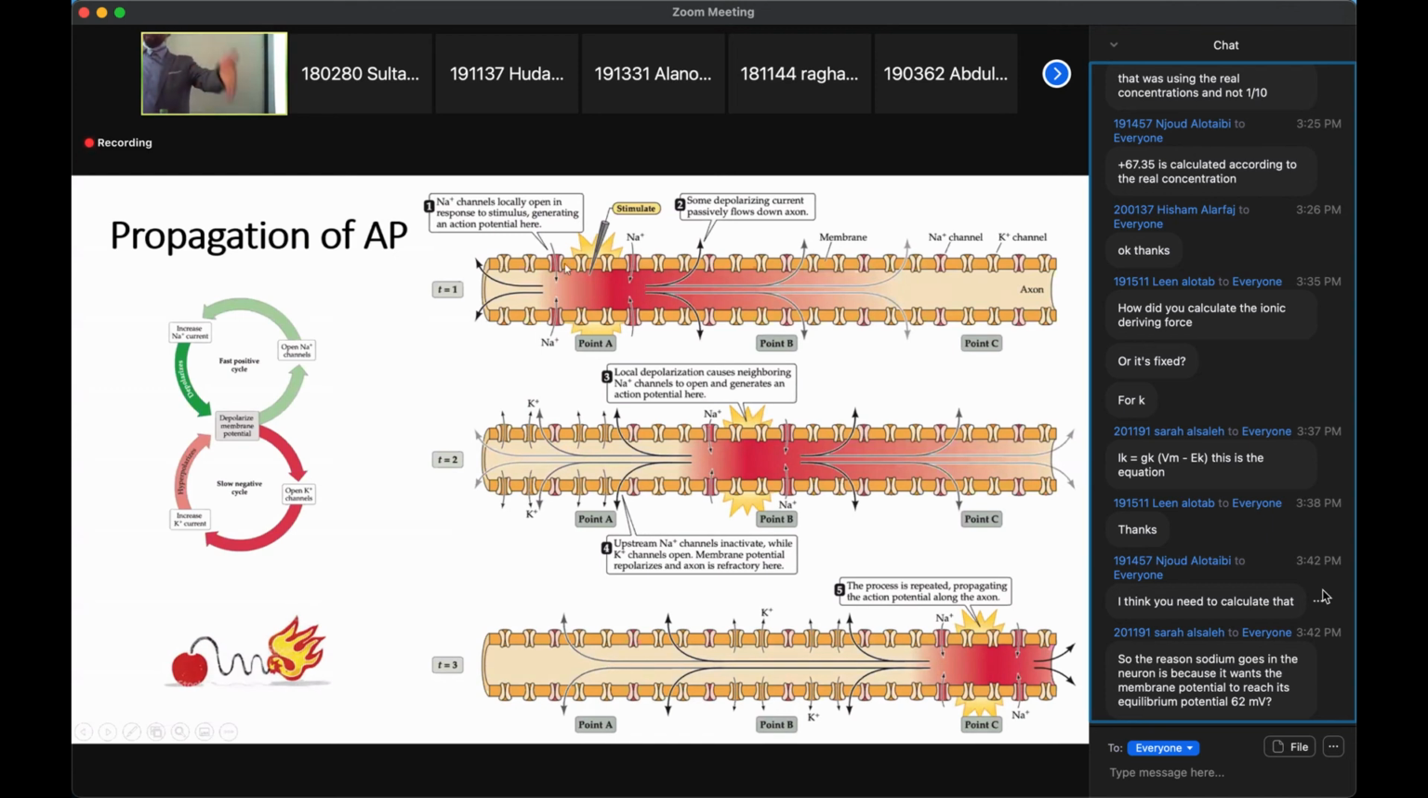And so depolarization, due to the opening of the voltage-gated sodium channels, will be followed by repolarization by what? The potassium channels. So it's like a cycle: depolarization, opening voltage-gated sodium channels, followed by repolarization by opening the potassium channels.